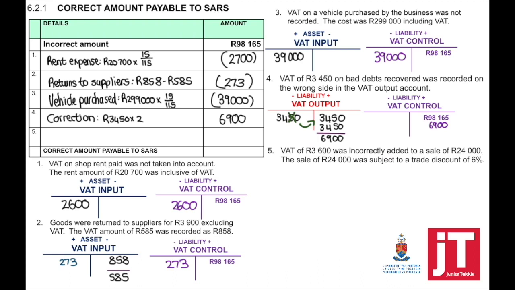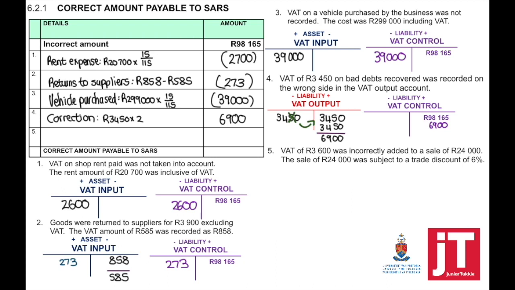Number 5, VAT of 3,600 was incorrectly added to a sale of 24,000. The sale of 24,000 was subject to a trade discount of 6%. So what is happening here? We've calculated 24,000 times 15%. The VAT amount is 3,600. And because this is a sales transaction, that money collected is owed to SARS.